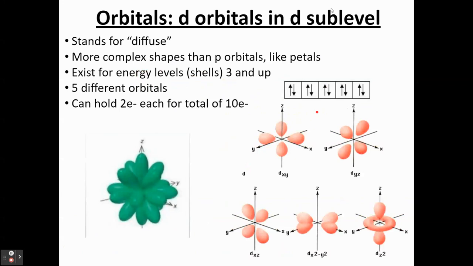Now, that brings us to our next sublevel, the D sublevel. The D sublevel is more complex. These are different orientations that can exist. If you combine them together, it looks like this here. Each of these holds 2 electrons max, so a total of 10 electrons. And the D stands for diffuse here.